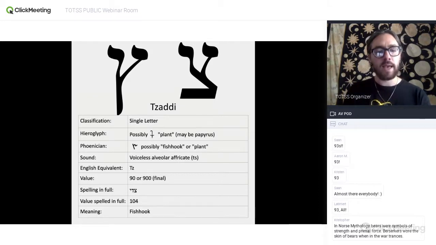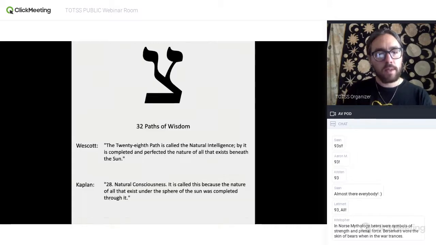Now you can possibly see the actual sign of the fish, the shape of a fishhook, in the letter, possibly in its bent or hooked shape. And that meaning of fishhook is, let's look at it. I'll come back to it in a minute. Crowley uses that symbol a few times, the idea of the fish hook connected to Tzaddi. All right, so let's look at the path of wisdom first.